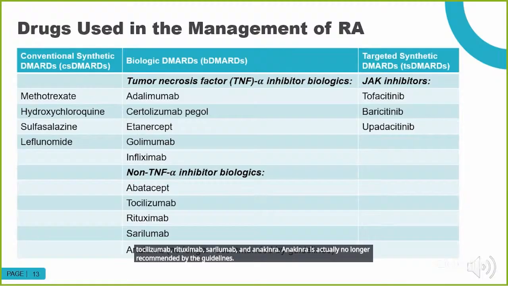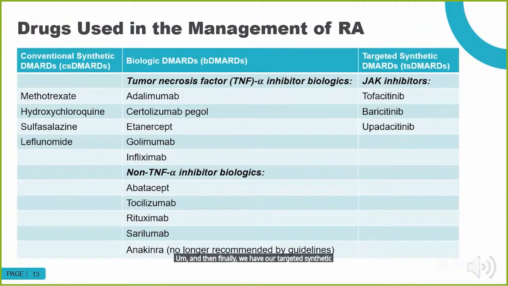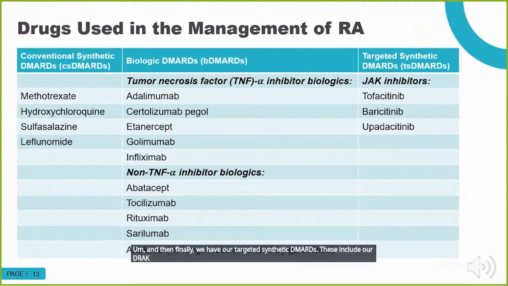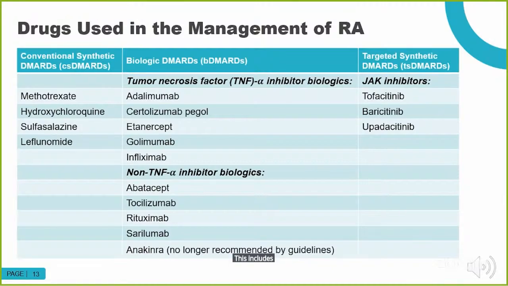And then finally, we have our targeted synthetic DMARDs. These include our JAK inhibitors, which are our Janus kinase inhibitors. So we have 3 medications that are approved for rheumatoid arthritis in this class. This includes tofacitinib, baricitinib, and upadacitinib.